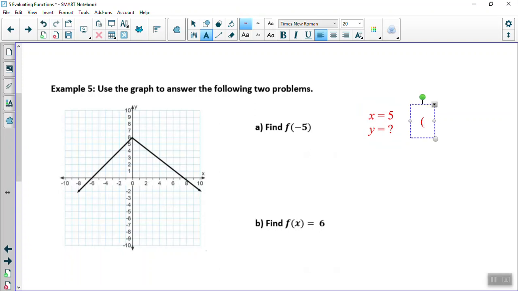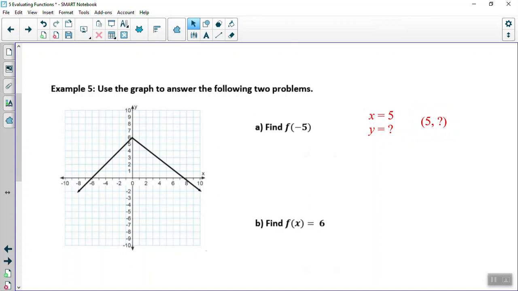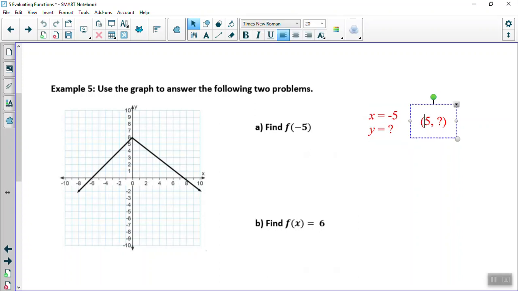All right, we've got 5, but we don't know what that y value is yet. That's what we need to find. So we need to find a point on this graph that has an x value of 5, and we want to know what's the y value. So I should say not 5. Sorry about that. Those should all be -5's.